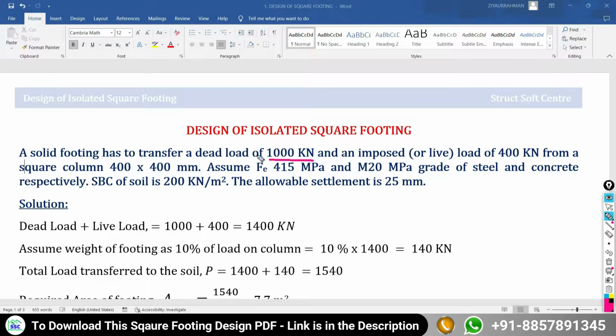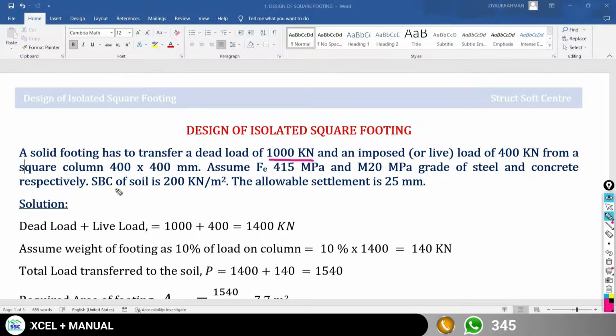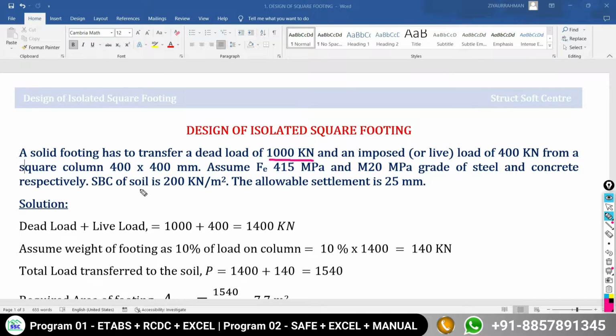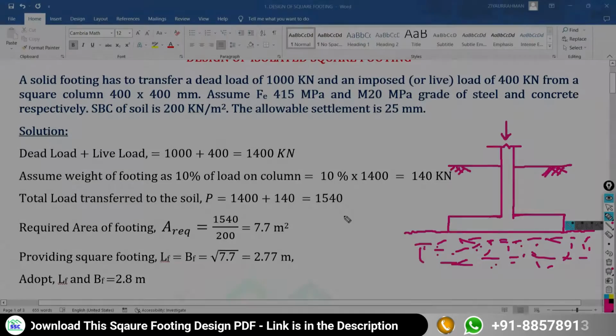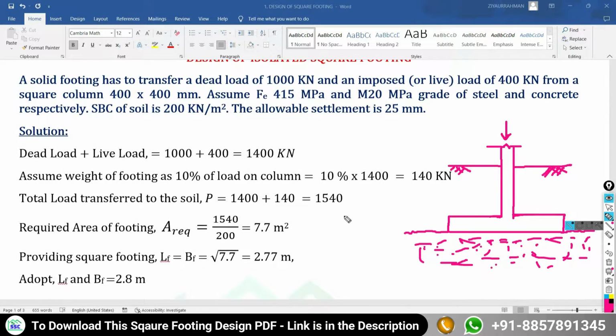The materials we have to use for the design of this footing are Fe415 steel and M20 grade concrete, respectively. The SBC of the soil is given as 200 kN per meter square. The allowable settlement is given as 25 mm. After understanding this problem statement, now let's start the design of the footing.